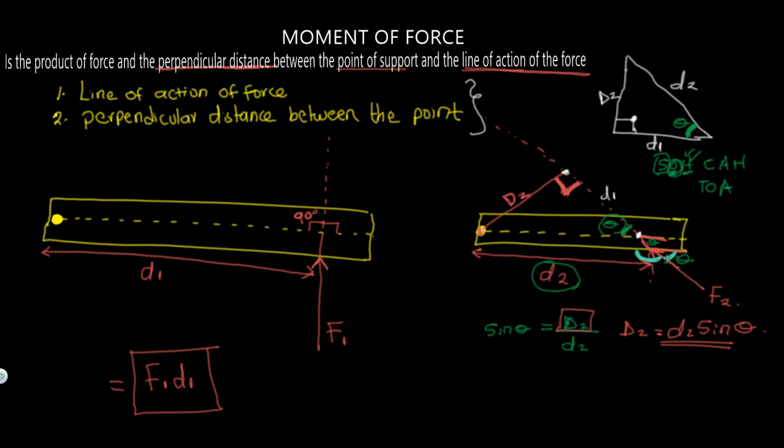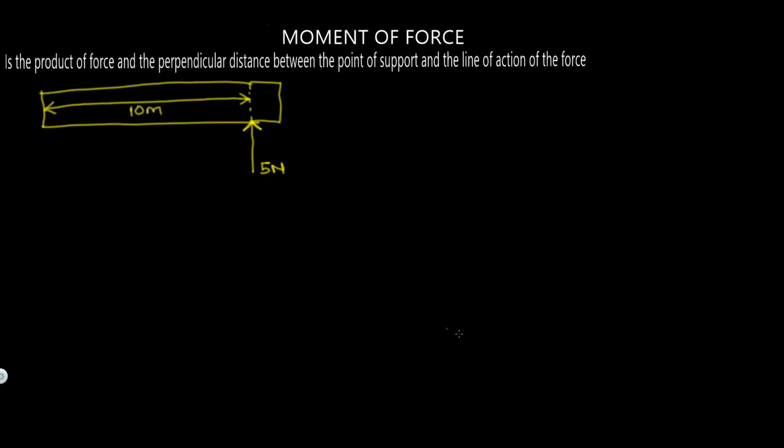This is the angle that we want, and not this one on this side. So let us say, for example, you're given a question like this, whereby you are told to find the moment of this force here. Now, take note that this line of action of force is going in the upward direction.